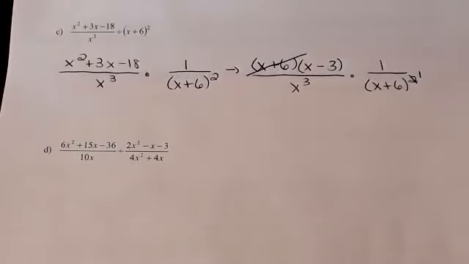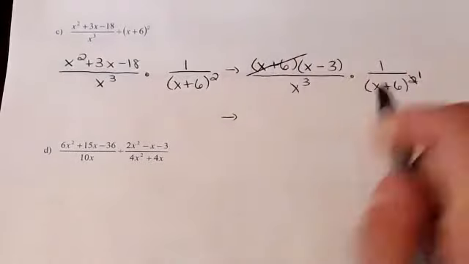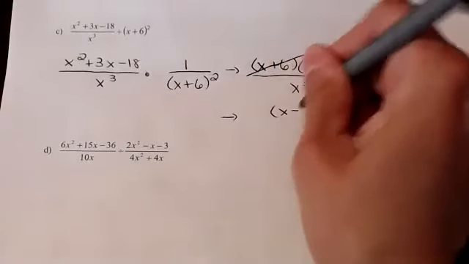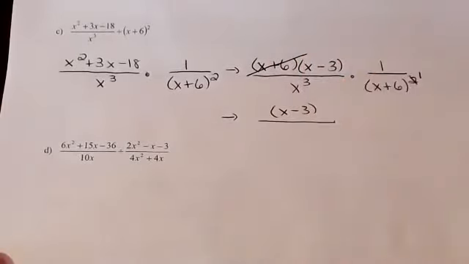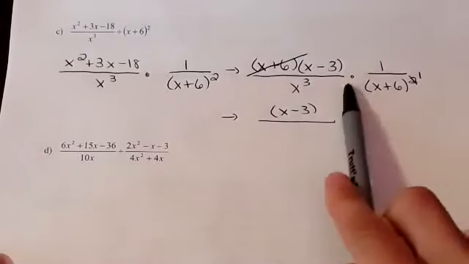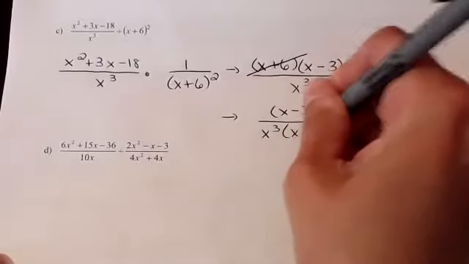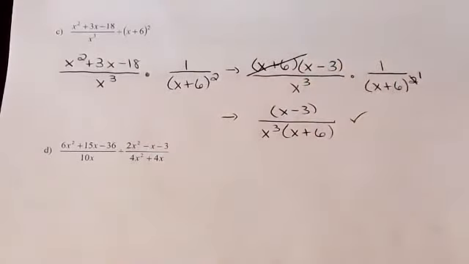So now we can write our final answer. In the numerator, we have 1 times x minus 3, which is just x minus 3. In the denominator, we have x to the third times x plus 6. So let's just write that out, x to the third times x plus 6. And you are done. Beautiful.